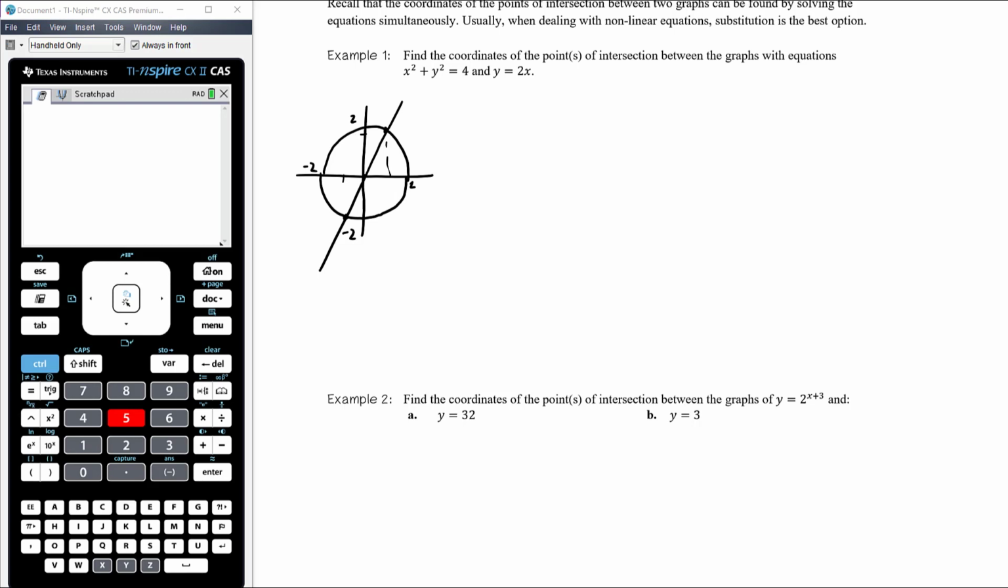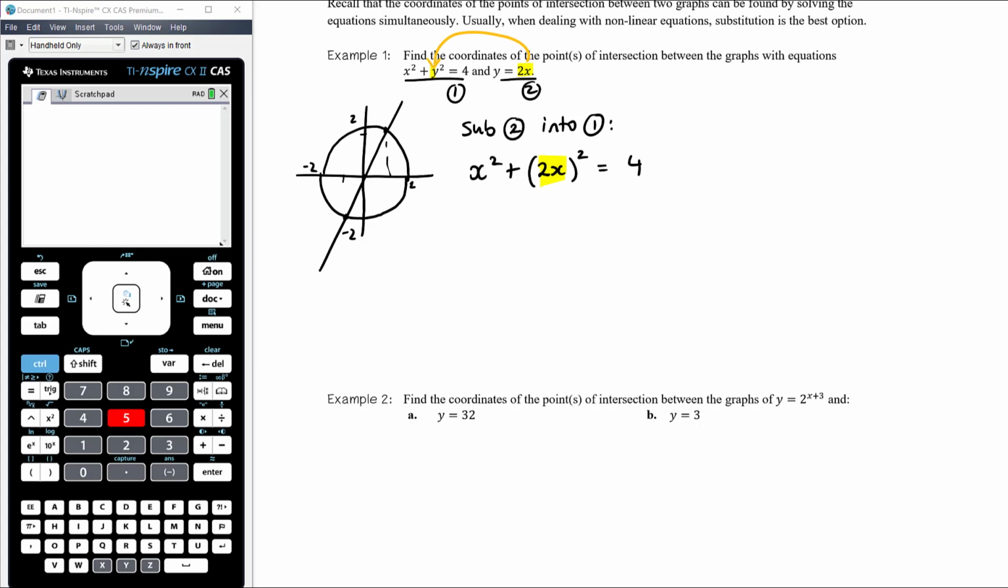Okay, so we're going to substitute. If we think about this as being equation 1 and this as being equation 2, we're going to substitute equation 2 into equation 1. And that is y is equal to 2x. Let's put that in place of y. Okay? So therefore we're going to have x squared plus, in place of y, we're going to put (2x) squared equals 4. Okay? So we substituted y equals 2x into the first equation.